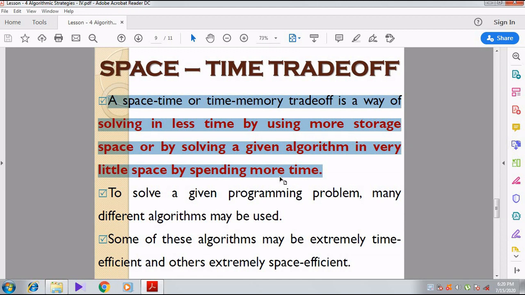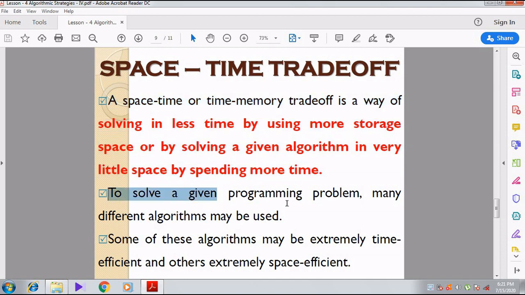So in this technique we can solve the given problem in less time using more storage space, or by solving the given algorithm with less space and spending more time. To solve a given programming problem, many different algorithms are there. I already told you there are many different algorithms. We can use all the different types of algorithms. We are going to discuss them in the later videos, and why these algorithms are used, right?